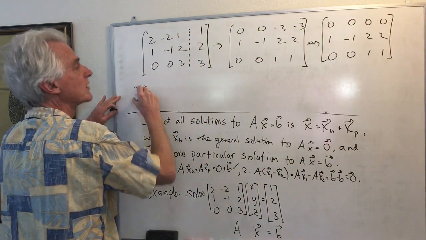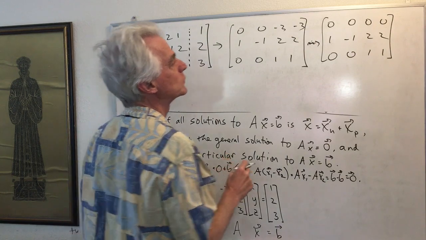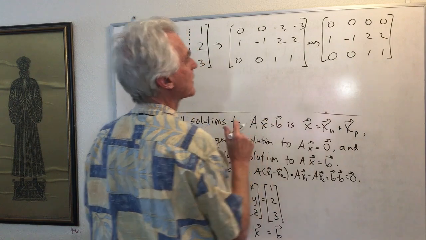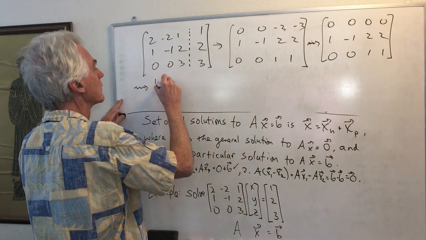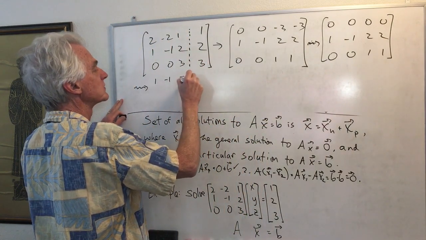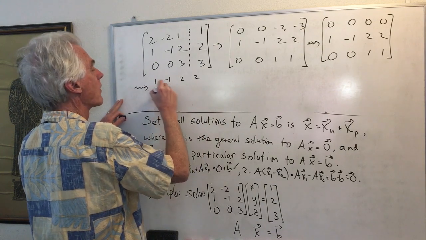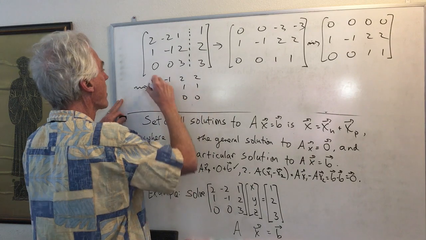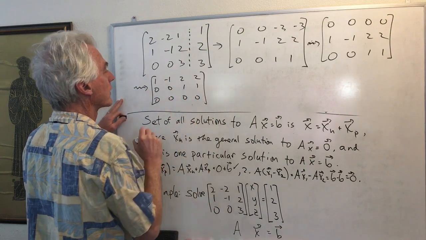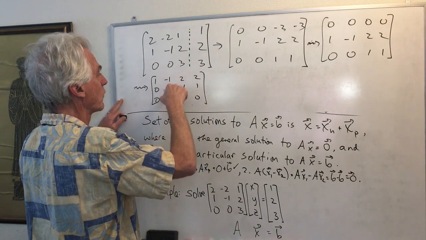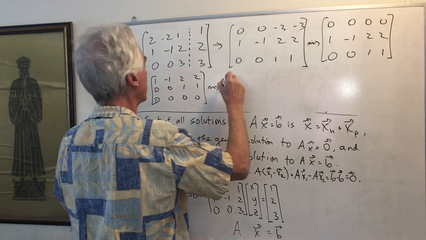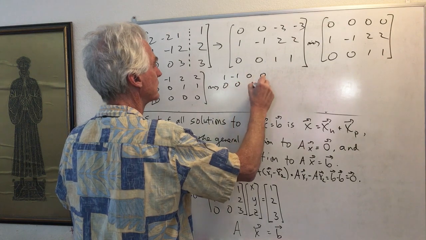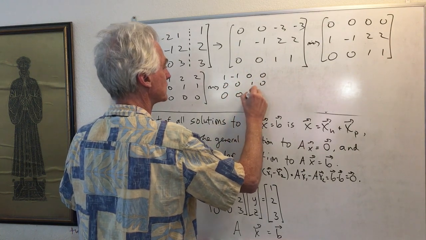All right. So let's see. First, let's move that one on top and that one on the second one. I can permute the rows. Okay, and now I can take this row minus twice that row and get 1, negative 1, 0, 0, 0, 0, 1, 0, 0, 0, 0, 0.